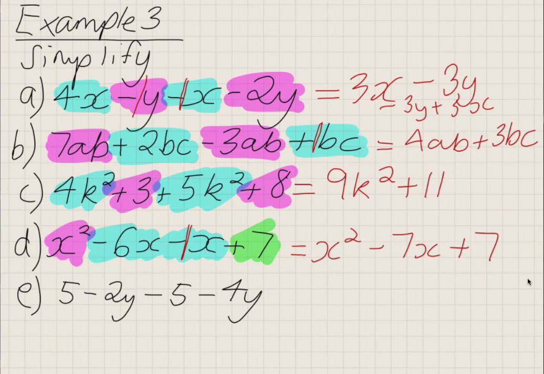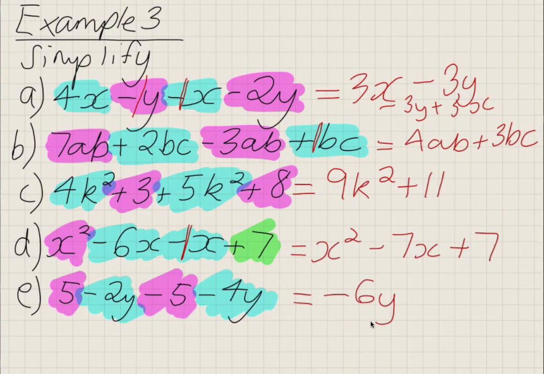So looking at part E, we have 5 and minus 5. They're like terms because they don't have any letters with them. And then we also have minus 2y and minus 4y as like terms. So 5 take away 5 is 0. That cancels. So we don't actually have to write 0 over here. But minus 2y minus 4y will give us minus 6y. So there's no 0 there at all. We don't have to write it. So our final answer is just minus 6y.